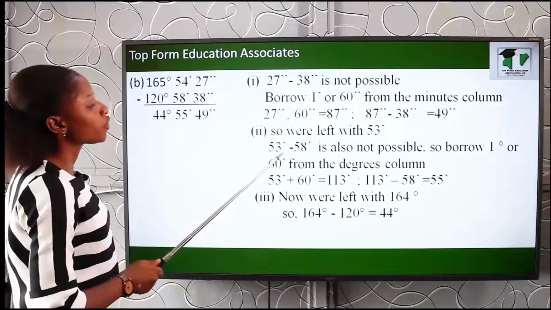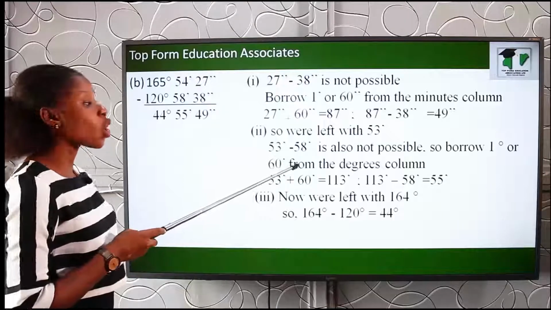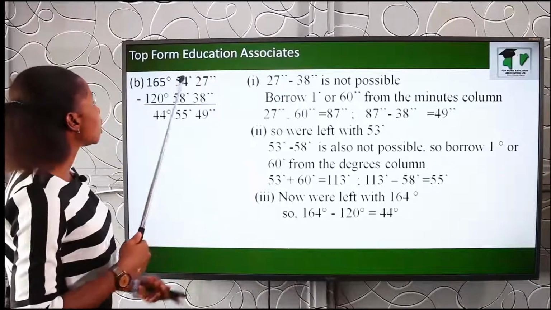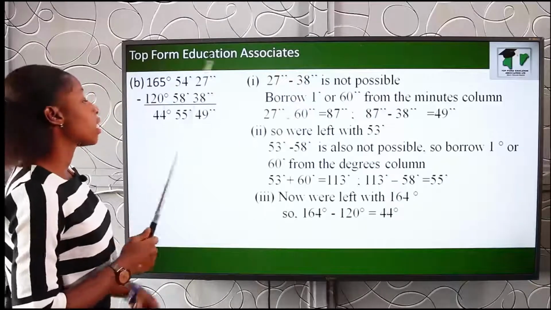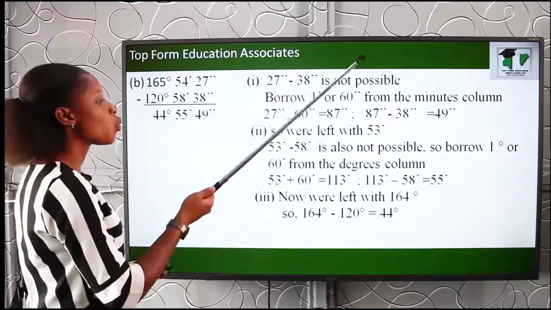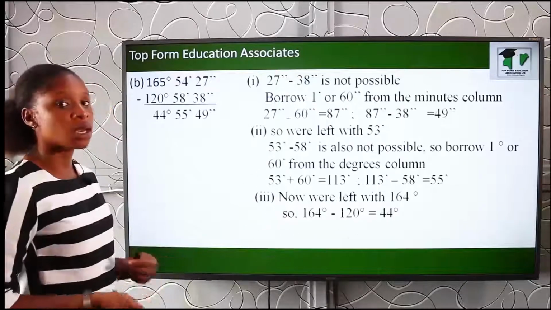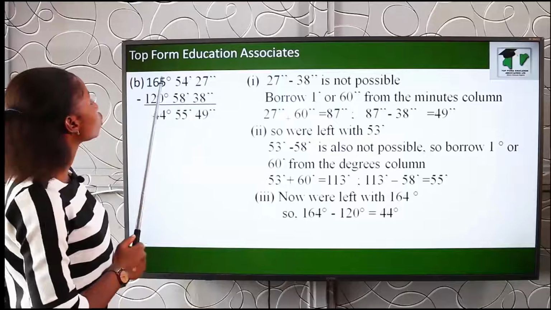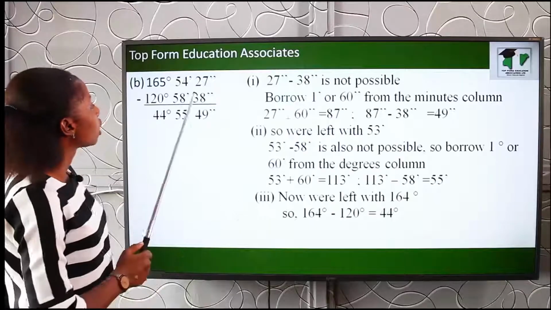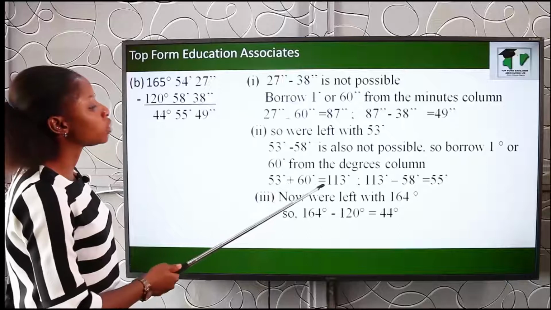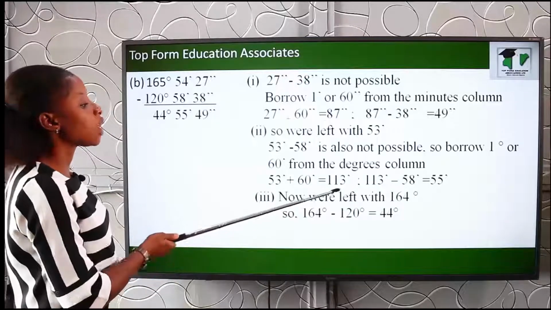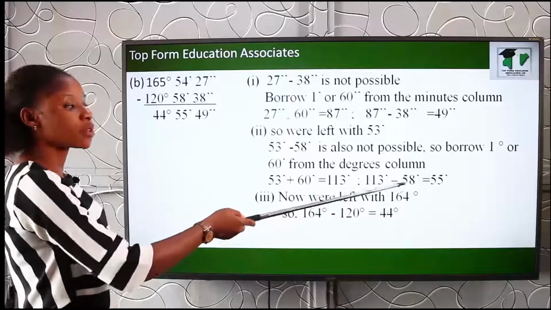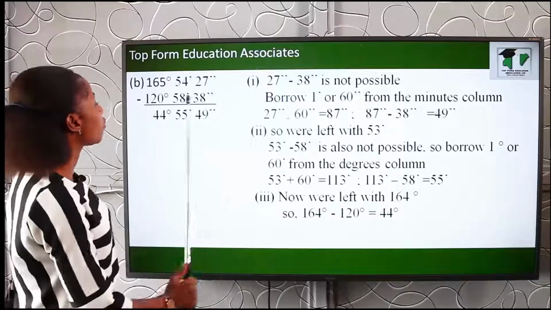Now 53 minutes minus 58 minutes is also not possible, so we're just going to borrow 1 degree or 60 minutes from this. Remember, like I've been saying, 1 degree is equal to 60 minutes. So we are going to add the 60 which we've gotten from here to the 53 which is left from here. Now when you do the sum, you get 103 minutes. Now we can do our subtraction. 58 from 103 minutes will give us 55 minutes, hence our 55 minutes here.